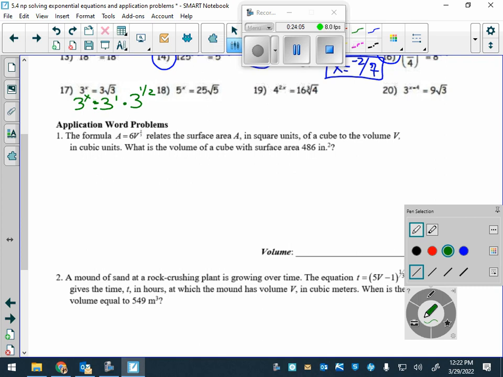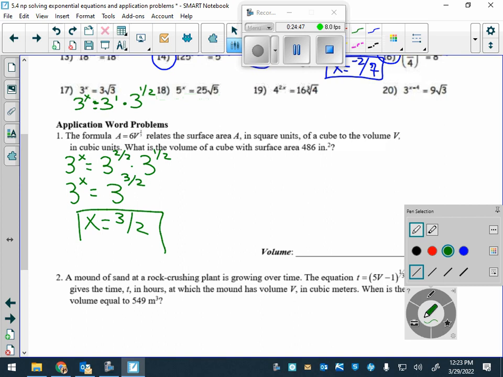Now, on the right-hand side, what can I do with those exponents? You could add them, but what do you need first? Yeah, Phoebe. Which would be what? 2. 3 to the 2 over 2. 3 to the 1/2. 3 to the x. Now I'm able to add. So x equals 3 over 2.